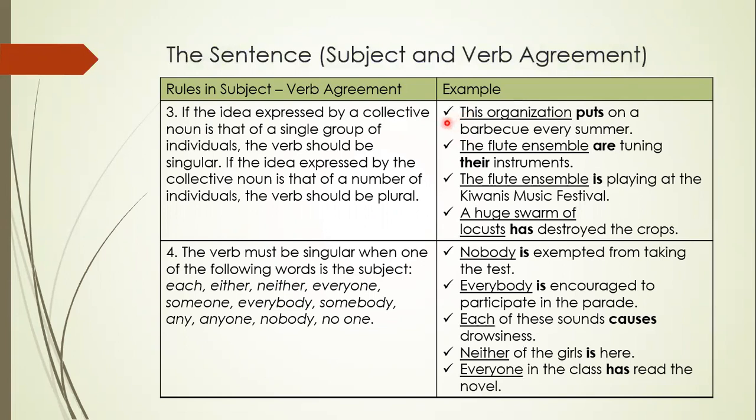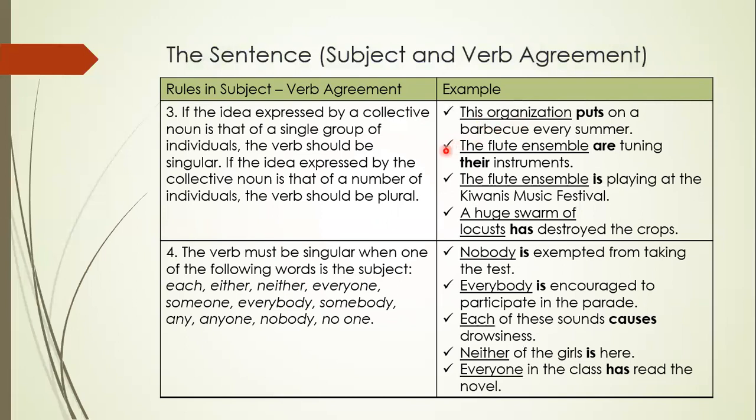Example number one: this organization puts on a barbecue every summer. This organization is a collective noun that is of a single group of individuals. So you need to have a verb with an s because this collective noun expresses a single group, or only one group.